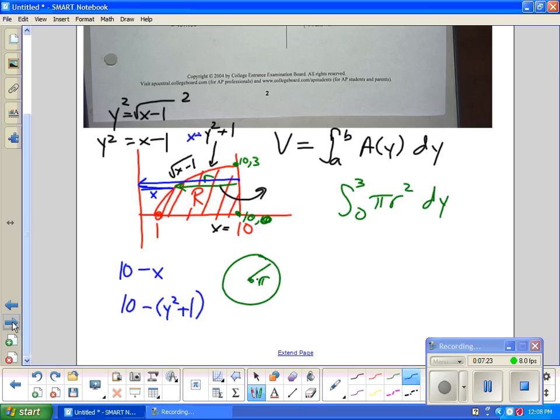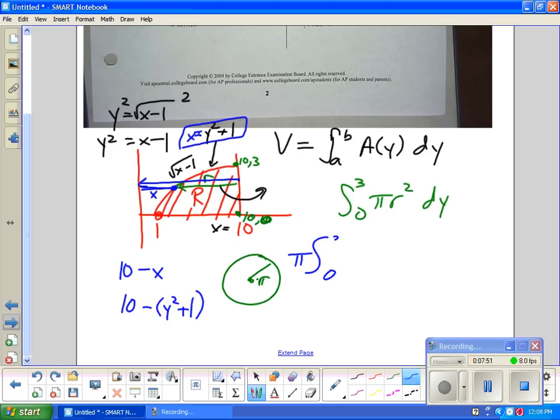Can I go through that again? You start from 10, and you want to go to this point on the curve. Well, you go this far, we want this point, and it changes as you go up. Well, this is always 10. This is always x. So the distance in green is always 10 minus x. We know x is equivalent from solving for x to y squared plus 1. That becomes your radius.